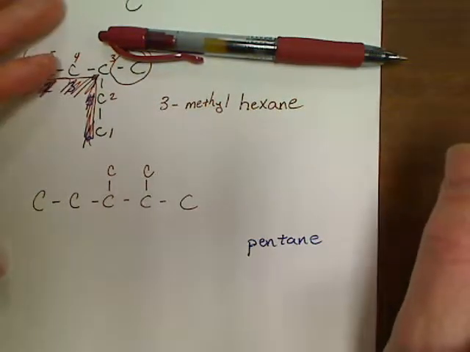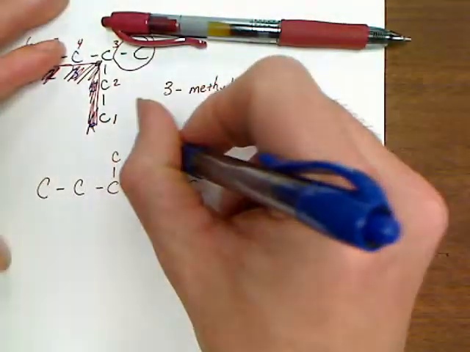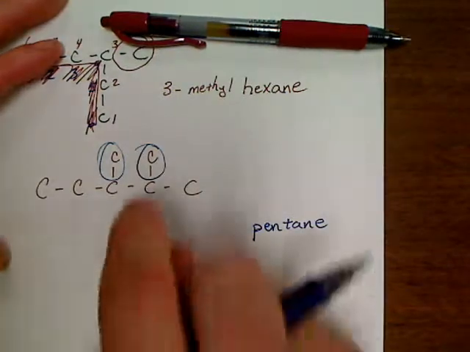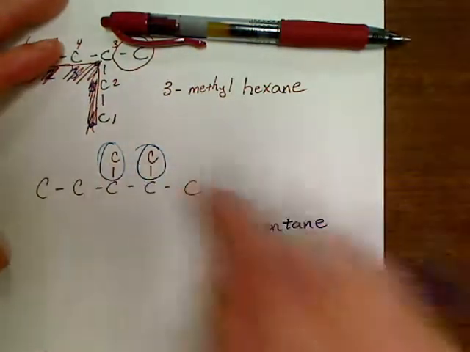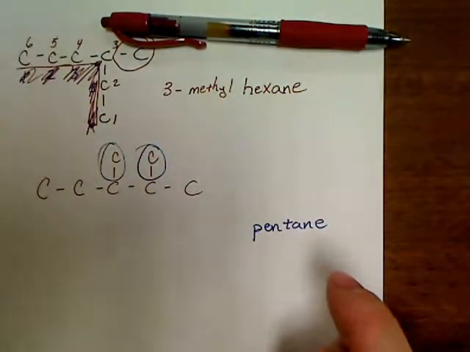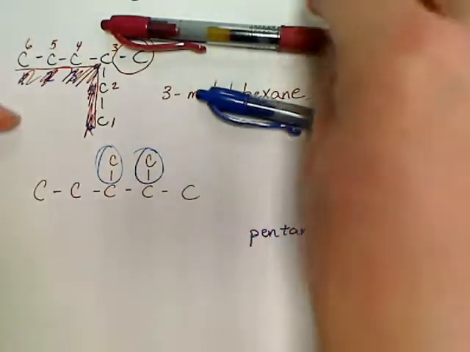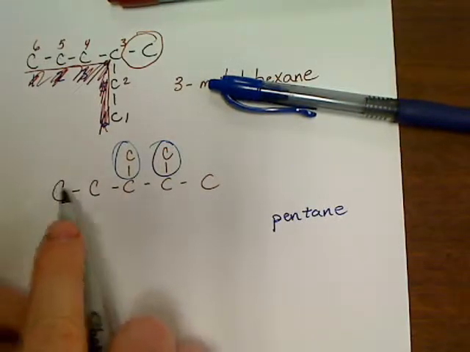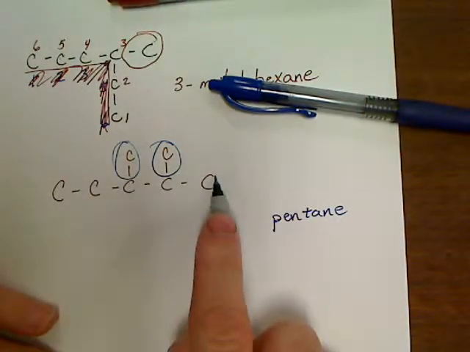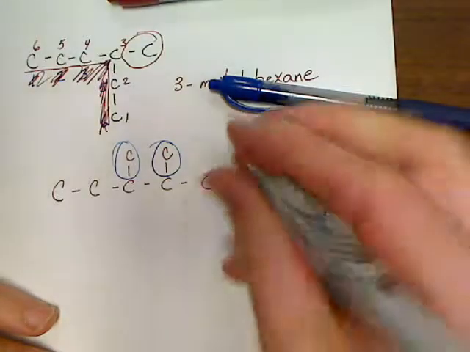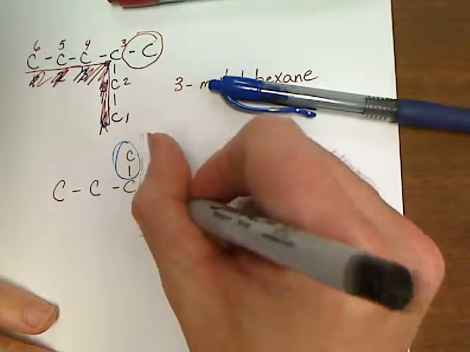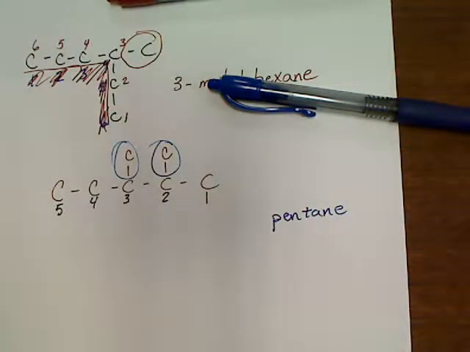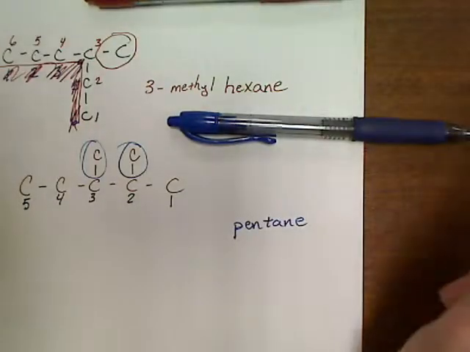All I got to do now is look at this. I've got a carbon here and a carbon here. So there's a methyl, there's a methyl. So I've got two different methyls hanging off this thing. I need to number it so that I get to those the quickest. Well, let's see. I'm going to number it starting at the right. 1, 2, 3, 4, and 5.